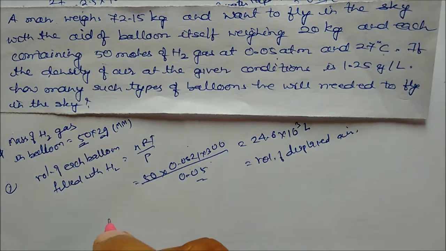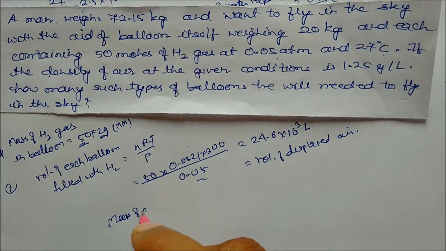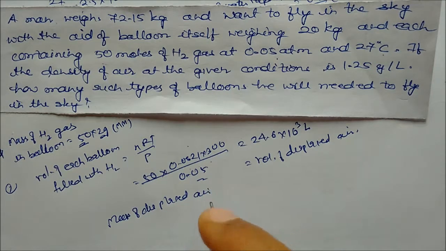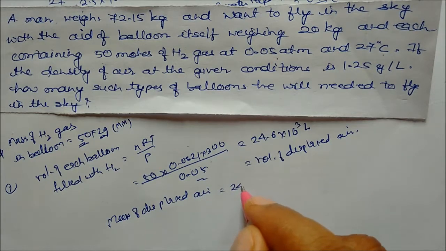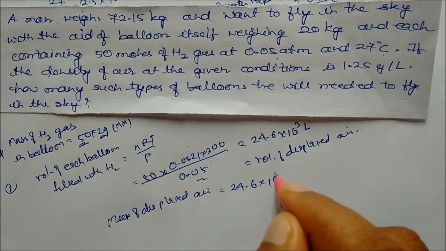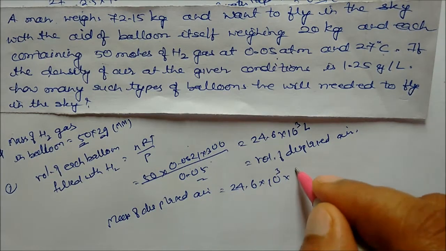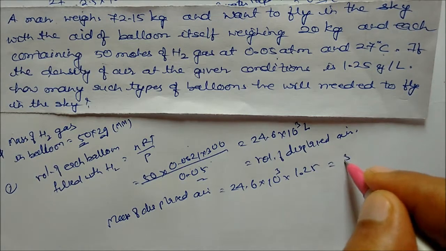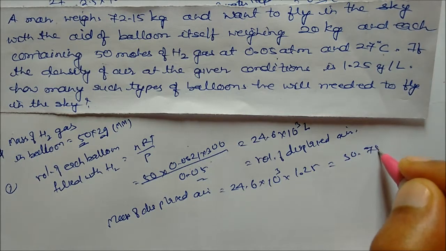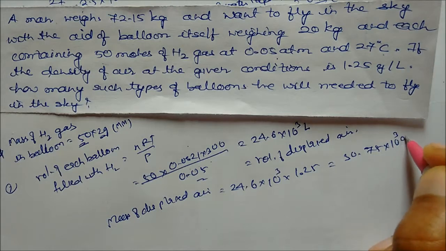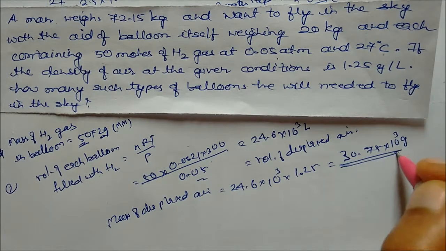Now the mass of displaced air. The mass of displaced air will be 24.6 into 10 power 3, and again they have given the density as 1.25. So this will be your total 30.75 into 10 power 3 grams. So this is the mass of displaced air.